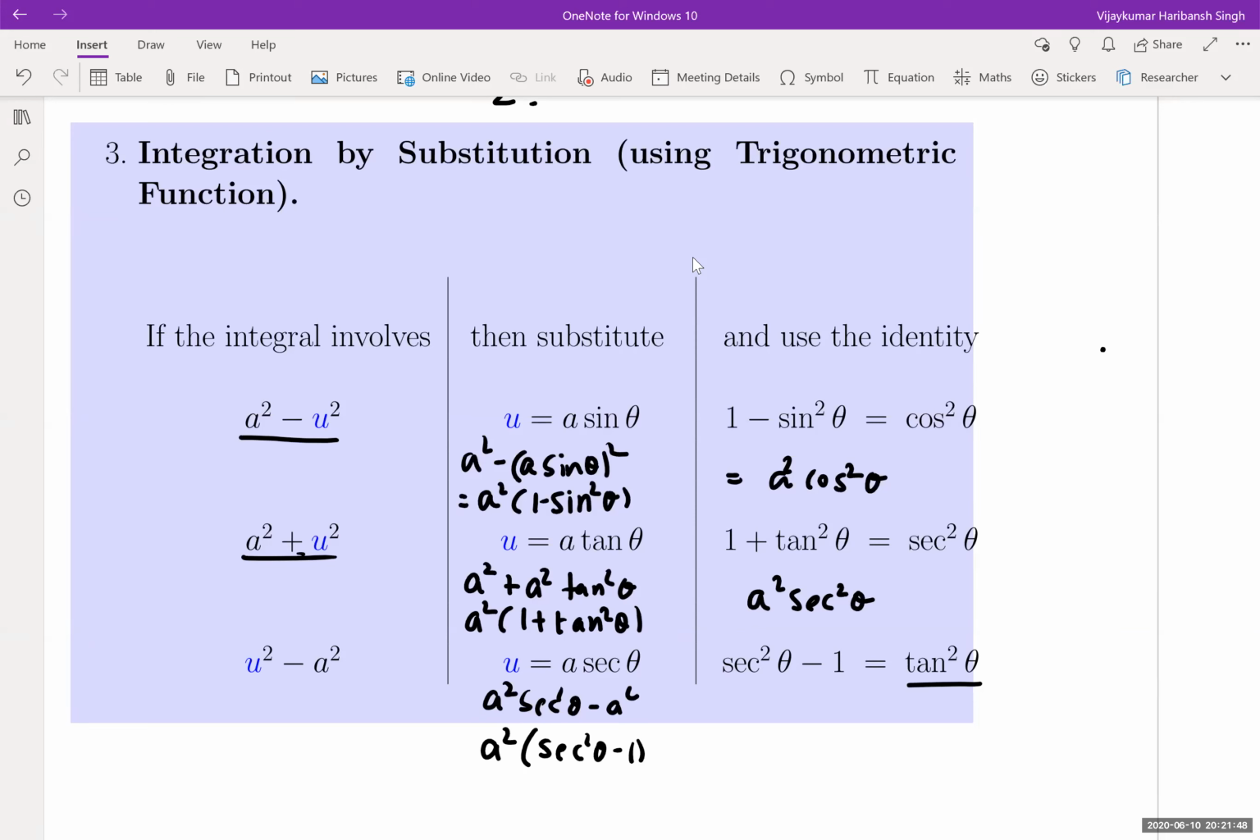Now one may ask the question, why use a sine theta? Why not a cos theta? Well, you can use a cos theta as well. Similarly here, you can use a cotangent theta as well. And here you can use a cosecant theta as well. But these are the easier ones, so whichever one.